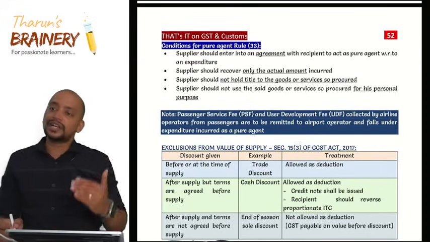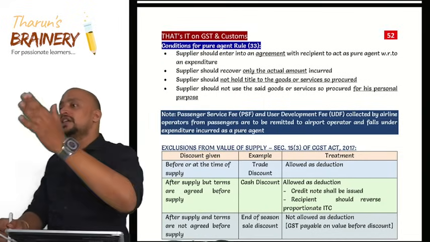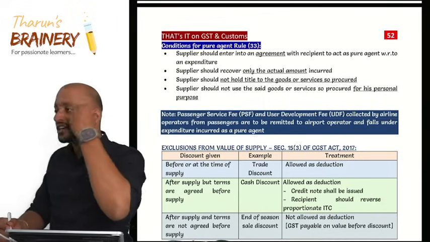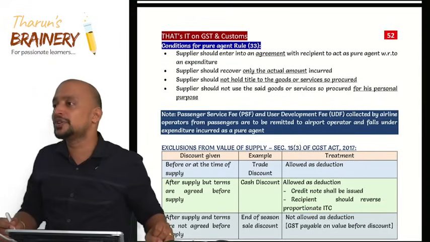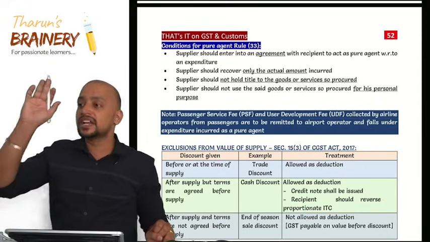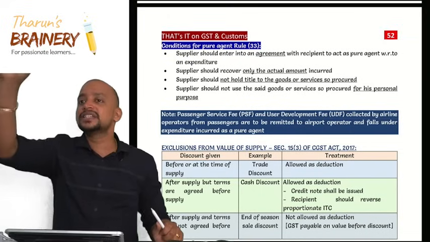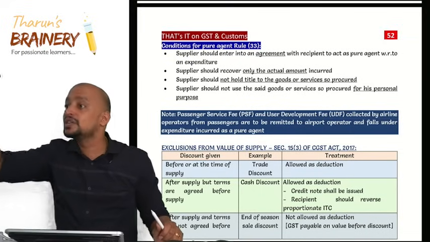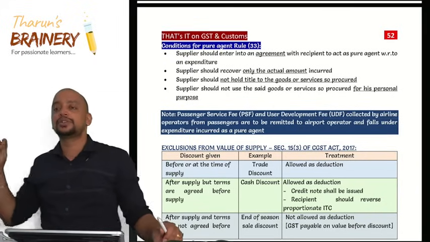In that, one of the conditions is that Ola or Uber will pay the toll charges on behalf of you and along with the fare, they will be recovering it from you. So there will be a written agreement. Number 2, only the actual amount incurred should be recovered. Yes, they will recover only the actual amount incurred because they will show separately this much is the fare plus toll charges. Clearly they will be showing how much is the toll charges. So only the actual amount incurred will be recovered.